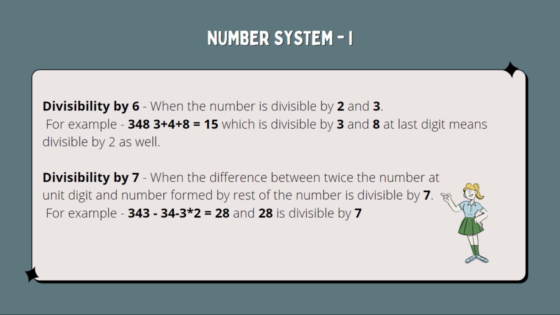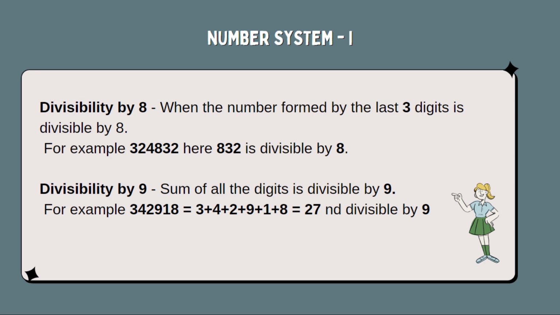Divisibility by 7. When the difference between twice the number at the unit digit and the number formed by the rest of the number is divisible by 7. This sounds complicated, right? Okay, let's understand by an example. Suppose a number is 343. The definition says: the difference between twice the number at the unit digit. So what is at the unit digit of 343? It's 3. So twice of 3 is 6. And the number formed by the rest of the number, so what are the remaining numbers? It's 34. So 34 minus 6 is 28. And 28 is divisible by 7. This means the number is divisible by 7.